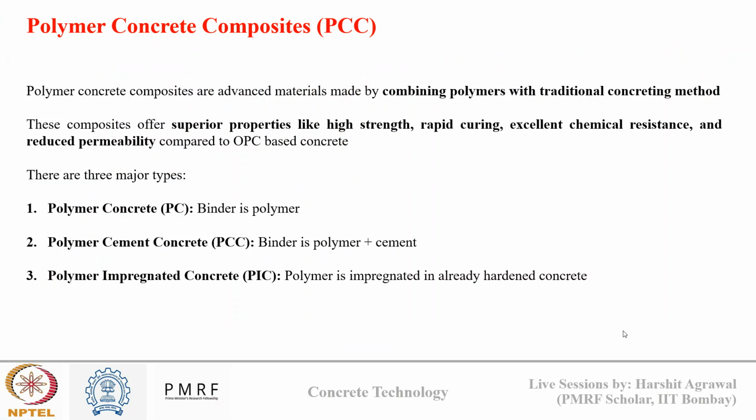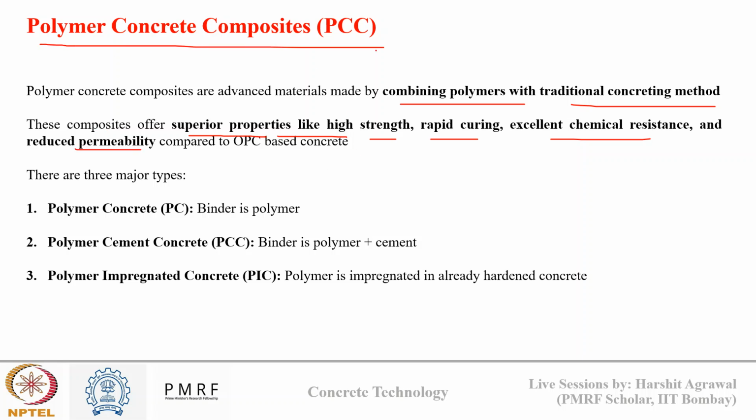Now, after roller compacted concrete, we have polymer concrete composite. These are advanced concrete materials which are made by combining polymers with traditional concrete methods. They provide superior properties like high strength, rapid curing, excellent chemical resistance, and reduced permeability. Okay, so this is why we talk about polymer composite concrete.